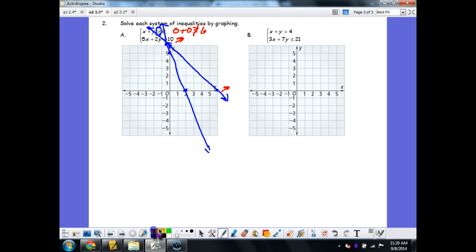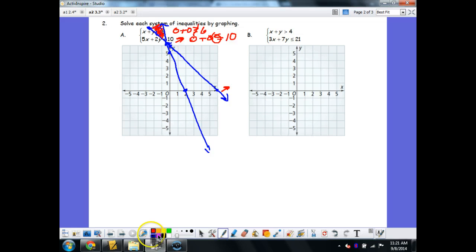Now, for the point 0, 0, plugging 0 in for x and y, 5 times 0, 2 times 0, is that less than or equal to 10? It is. So our final shaded region is up in this area right here. That is our final shaded region.